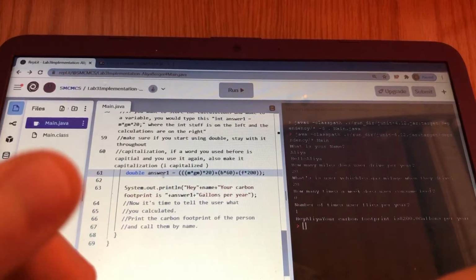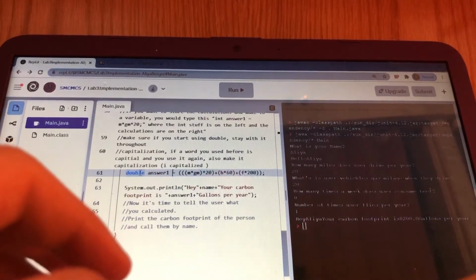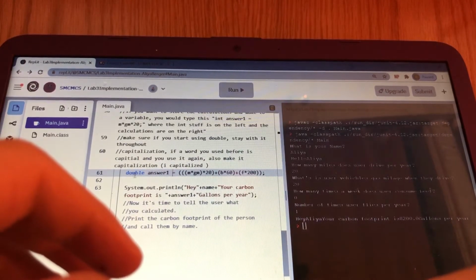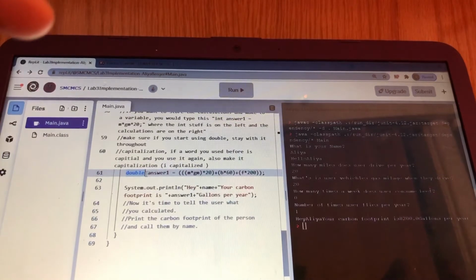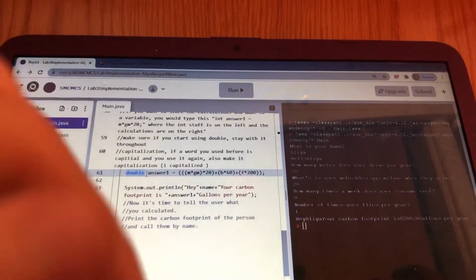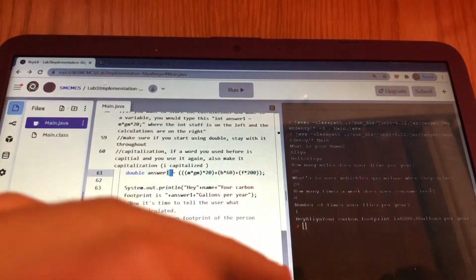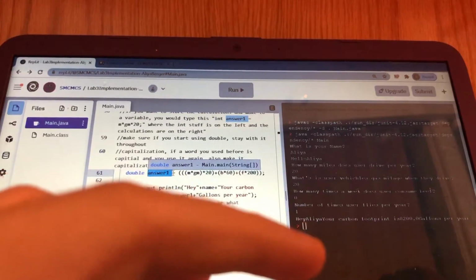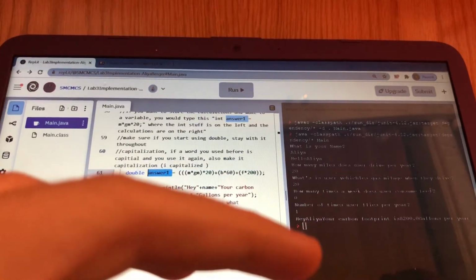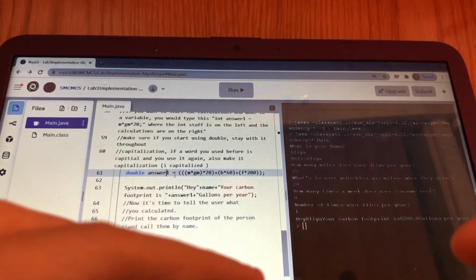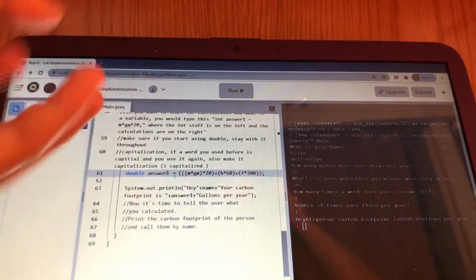So I start off with double because double is the type that I've been using throughout the program to help work with the attributes. And then answer1 right here, that's just the variable name. So answer1 could really be anything, but here I say that it's answer1 to help us when we print out the final sentence for the user down below. Then we have our equal sign.